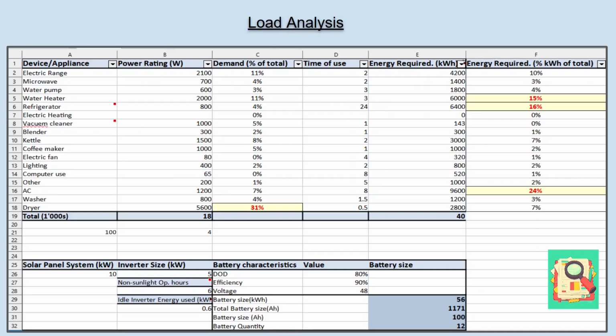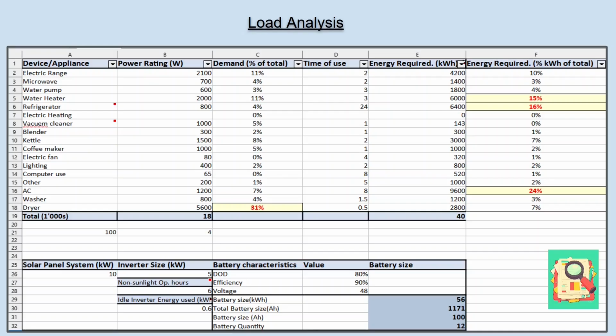However, we have to incorporate other losses and inefficiencies. One of those is the inverter running during non-peak sunlight hours. In column B, we see it is 6. This inverter is rated at 5 kilowatts. The inverter has to consume idle energy, or idle inverter energy, during the non-peak sunlight hours. For this particular inverter, it's 2% of its non-peak sunlight hours.